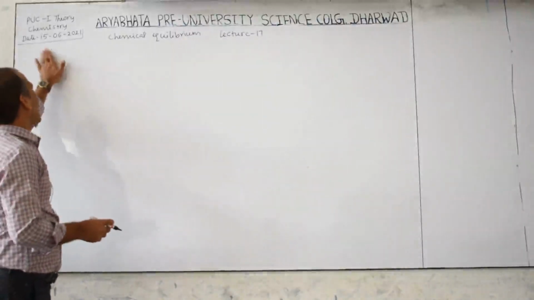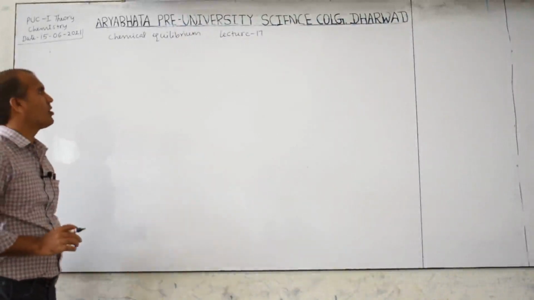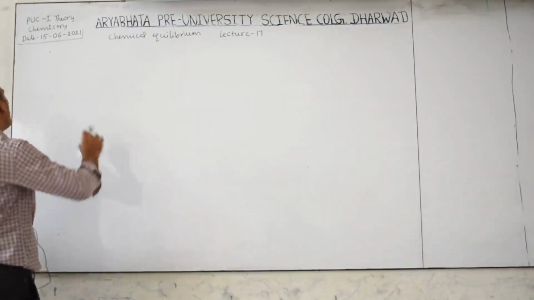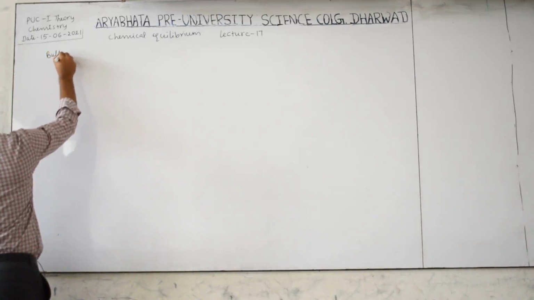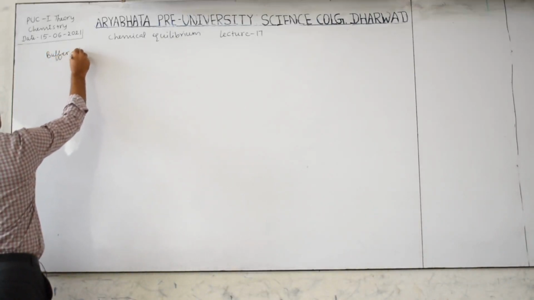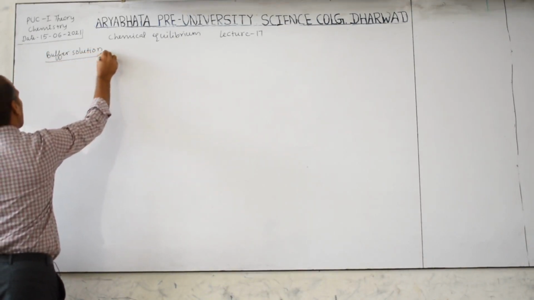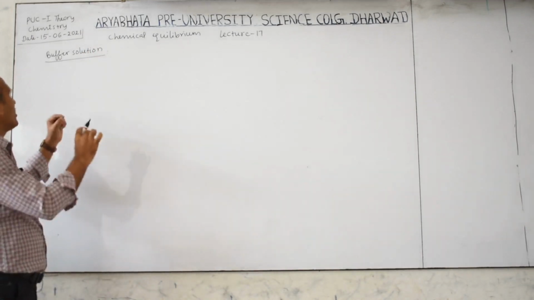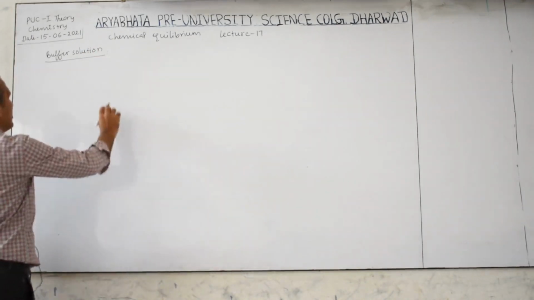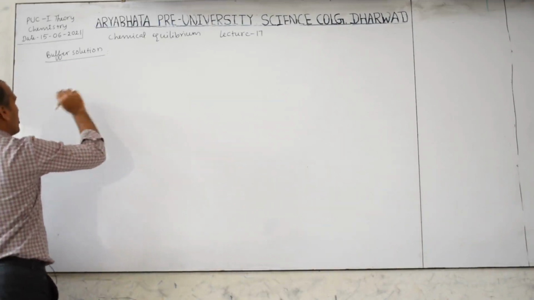In the previous class I discussed salt hydrolysis. All the pH calculation part is completed. Now, buffer solutions. So what does a buffer solution mean? Before going to discuss, I will give one simple example. What is the meaning of this buffer solution?